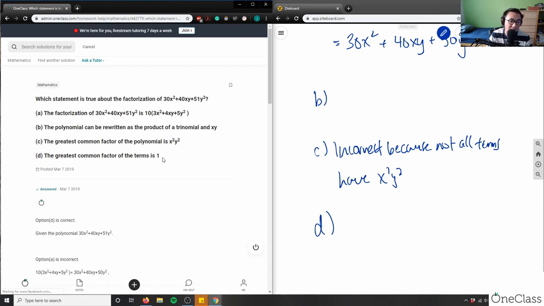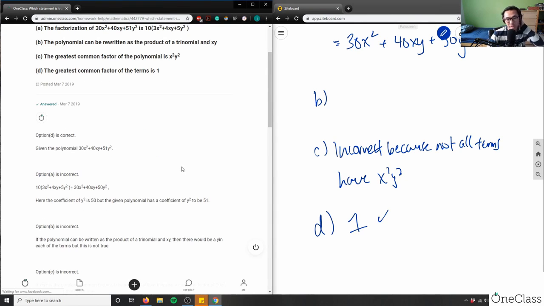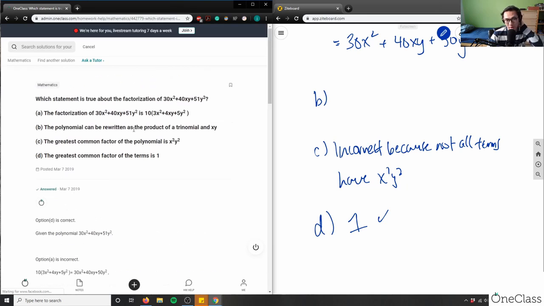And D here, the greatest common factor of these terms is 1. D in this case is correct, right? Because the only thing common between these three terms is 1. So this here is actually correct. So let's go back to option B. B here is incorrect. And why is B incorrect here?